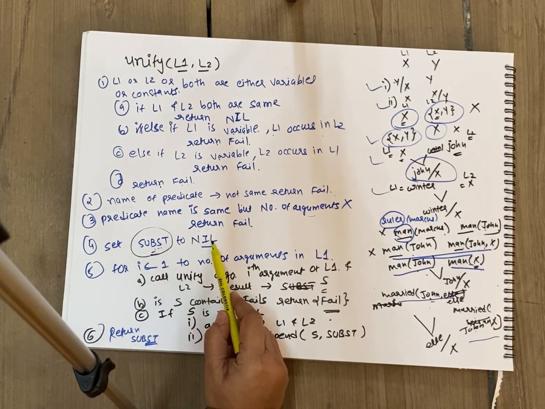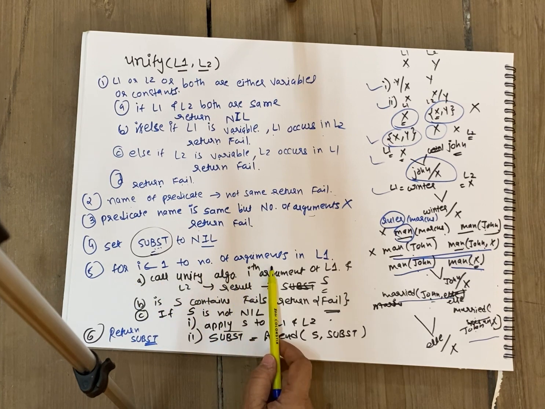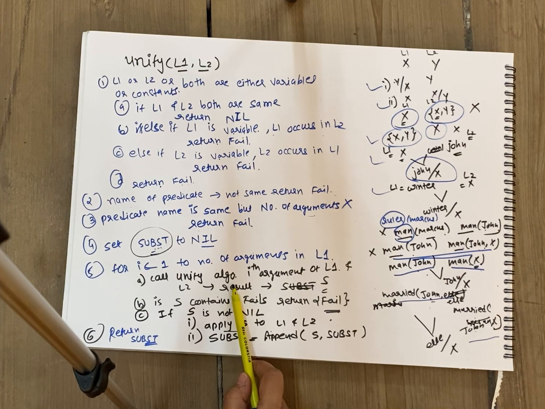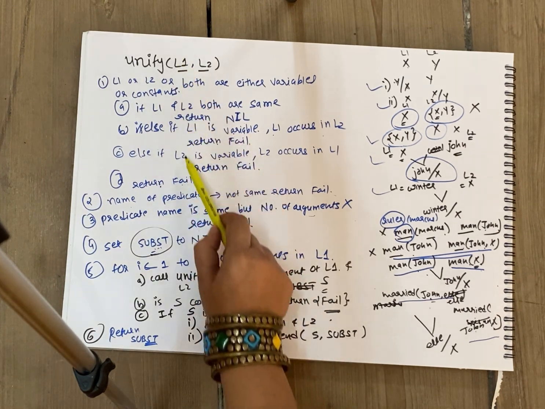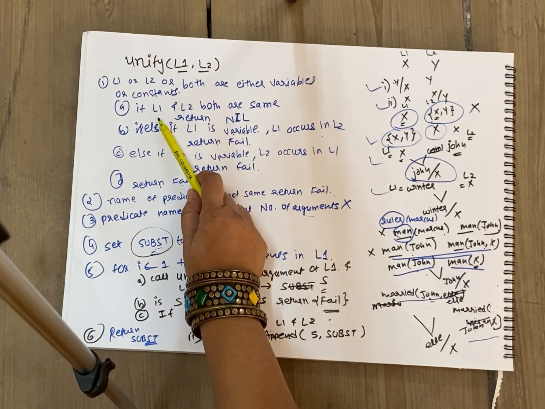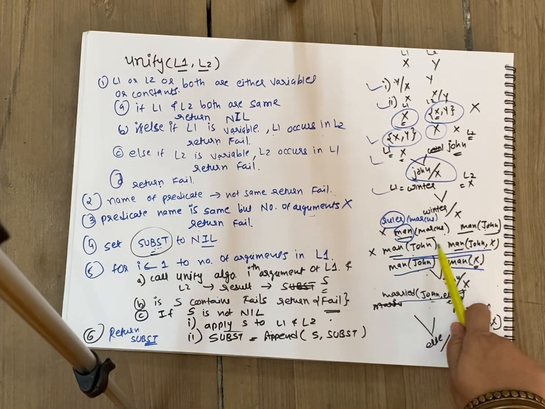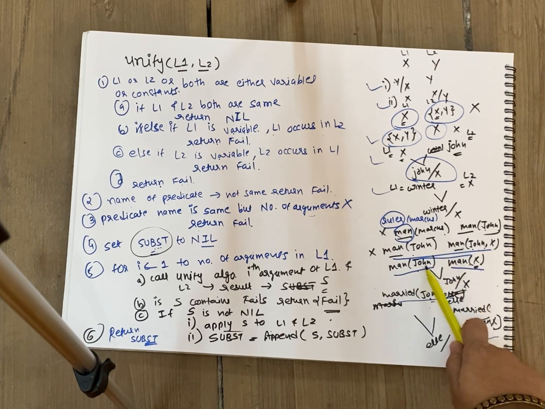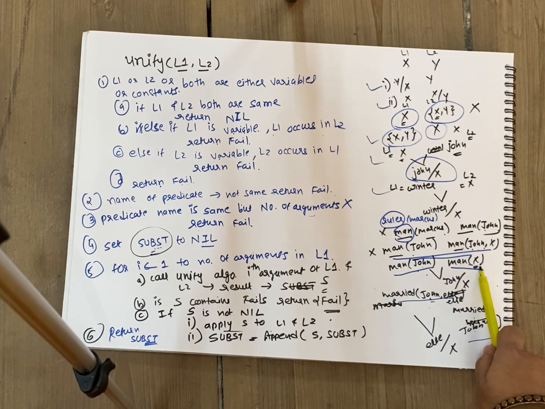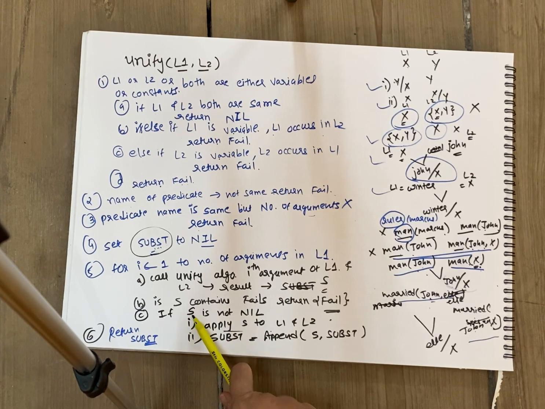So set subset to nil initially. Then for each and every argument, suppose you have 3 arguments, then the loop will run 3 times. For the individual arguments of the predicates, you have to call this unify algorithm once again. For example, the first argument is checked with the first argument. Both are the same. If both are identical, then return nil. If one of them is a variable, then this replacement is done. This replacement is going to be stored in a separate list S, and later it will be appended to subset, which is our resultant list.